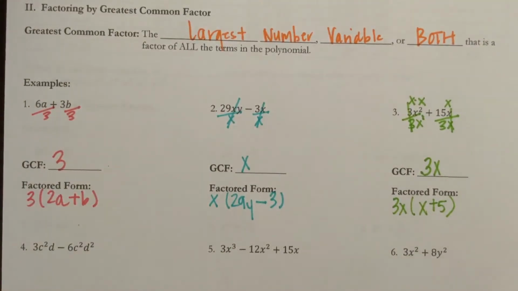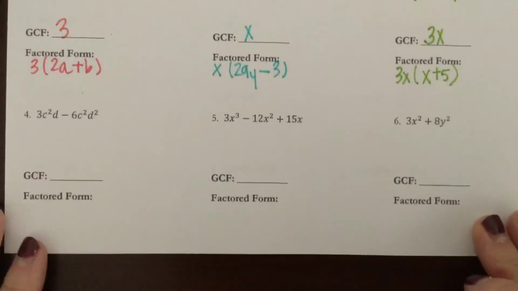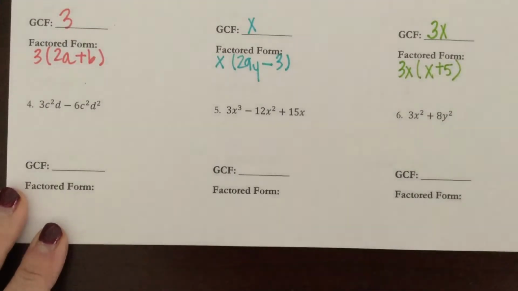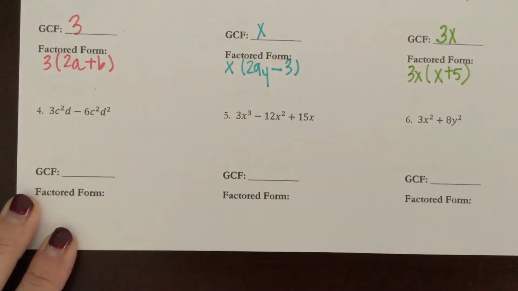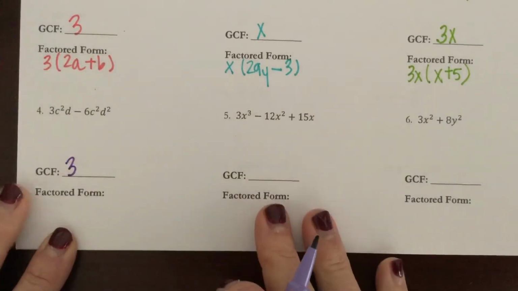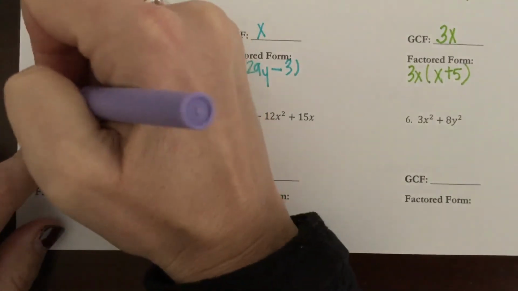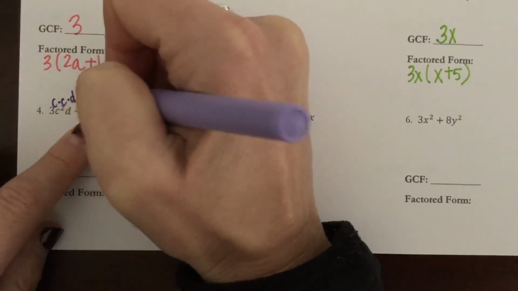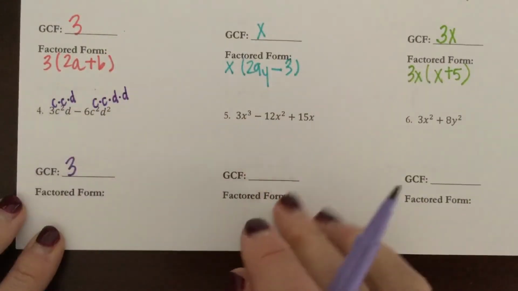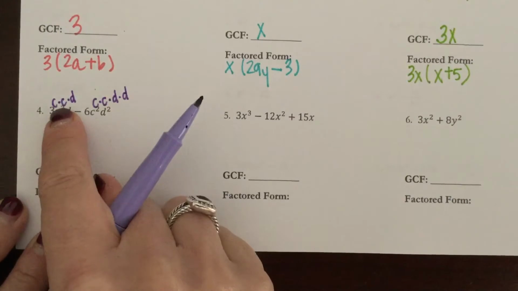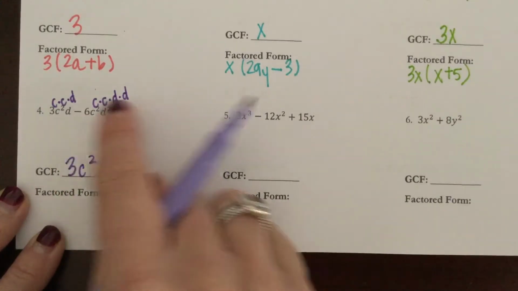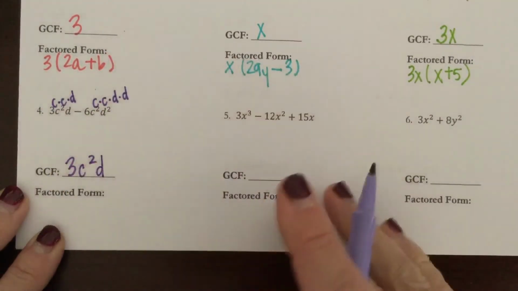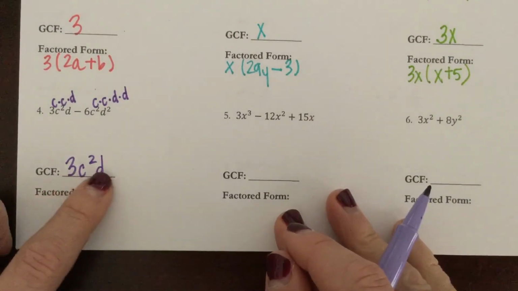Right? On the next example, number 4, 3c squared d minus 6c squared d squared. If I'm thinking about the greatest common factor there, if I look at the numerical part, the largest number that goes into both 3 and 6 is 3. When I look at the variable part, this is c times c times d. This is c times c times d times d. So when I look at what they share in common, both of them have two c's being multiplied, so they share a c squared. When I look at the d's, what I see is that they share one d in common. So my greatest common factor here is 3c squared d.